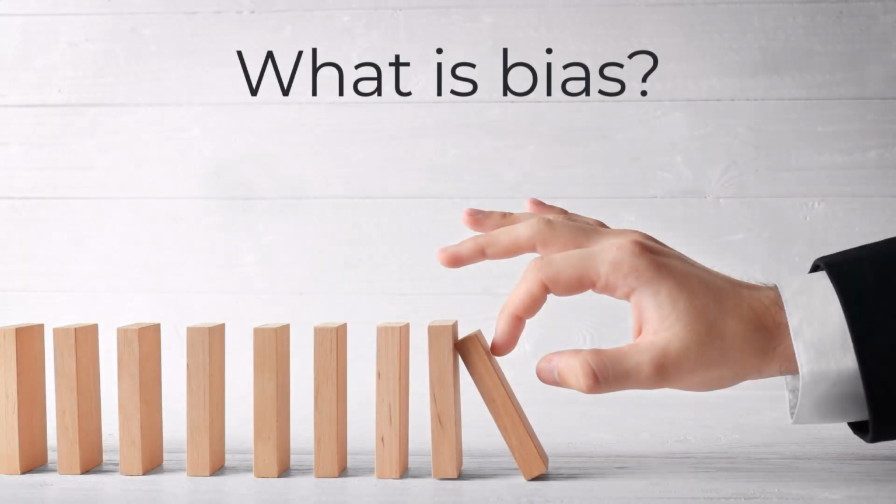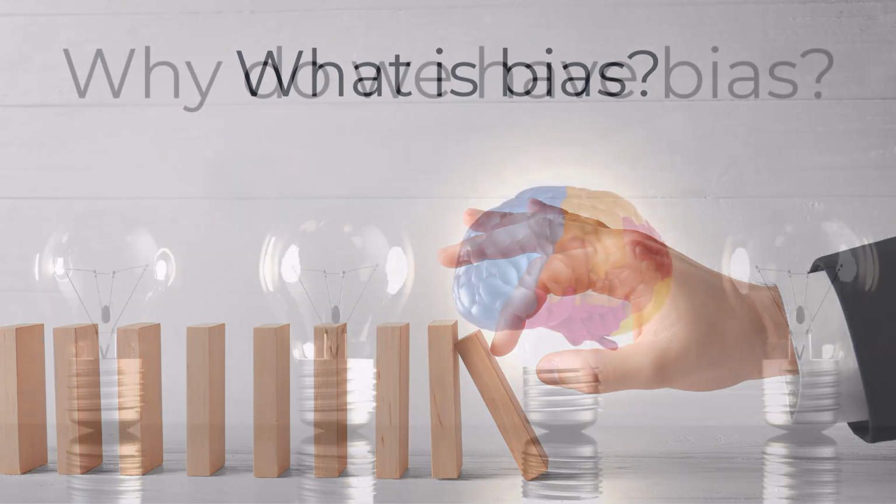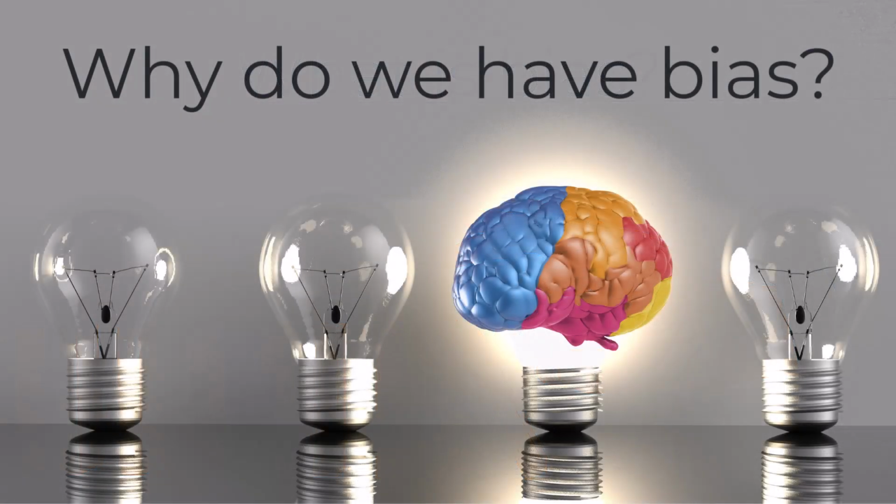So what is bias? Think of bias as that sneaky little force that nudges us in one direction or another without us even realizing it. It's like when you think you're being totally neutral about a topic, but your brain has already made up its mind. So why do we have these biases in the first place?